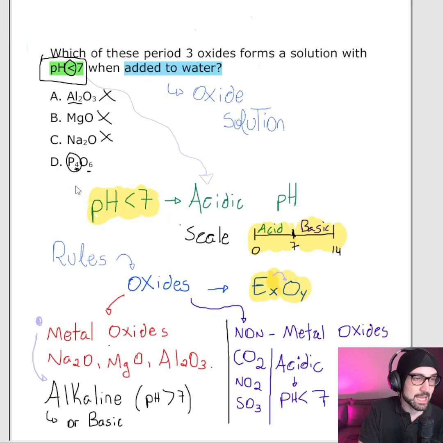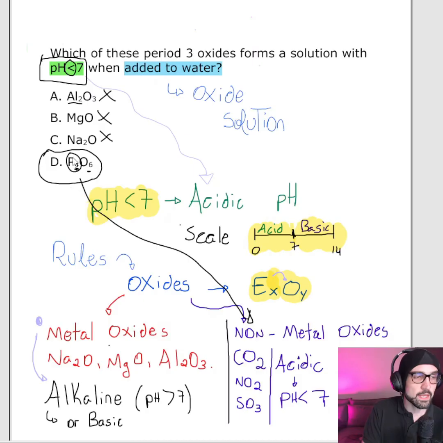Phosphorus is a non-metal and therefore is going to make an acidic solution when added to water. So the answer is the only oxide out of these alternatives that is going to yield an acidic pH, a pH lower than 7, when added to water: the oxide that has phosphorus bonded to oxygen.